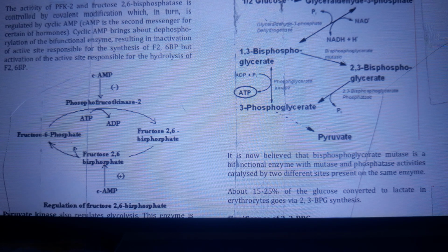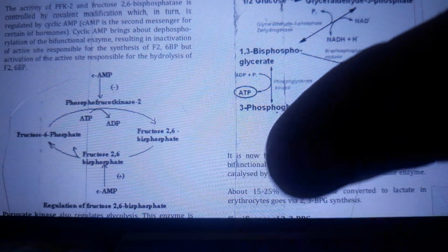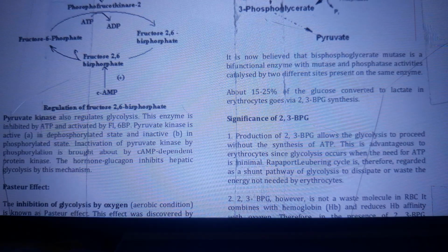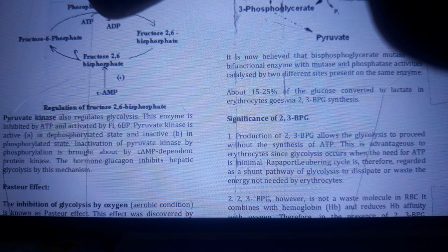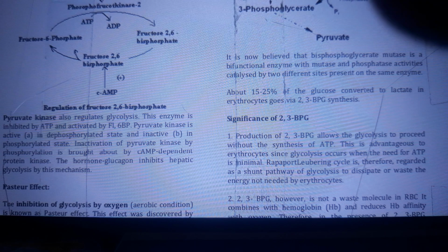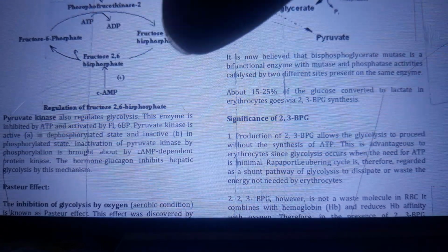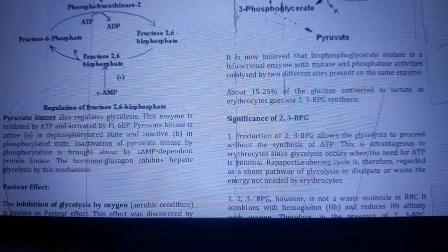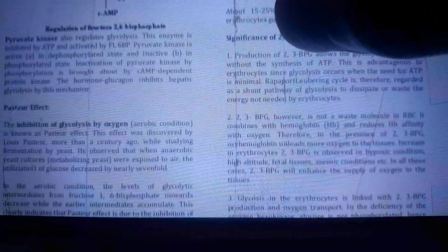Cyclic AMP brings about dephosphorylation of the bifunctional enzymes, resulting in inactivation of the active site responsible for the synthesis of F2,6-BP, but activation of the site responsible for the hydrolysis of F2,6-BP. This formula shows that cAMP in the presence of phosphofructokinase leads to fructose 2,6-bisphosphate and fructose 6-phosphate, and finally production of this. So it's a regulation of 2,6-bisphosphate.